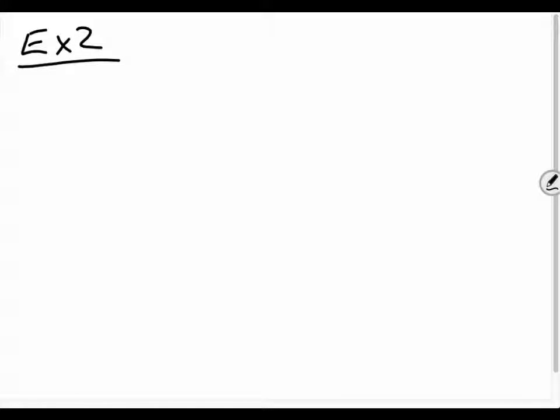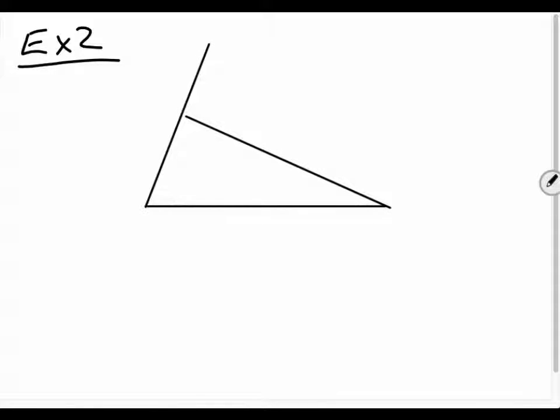So now for example number 2, we have something like this. We have an angle like this, and an angle like this, and a line like this. And we are told this is angle 1, this is 80 degrees, and I think this one is 18, right? It says find the measure of angle 1.